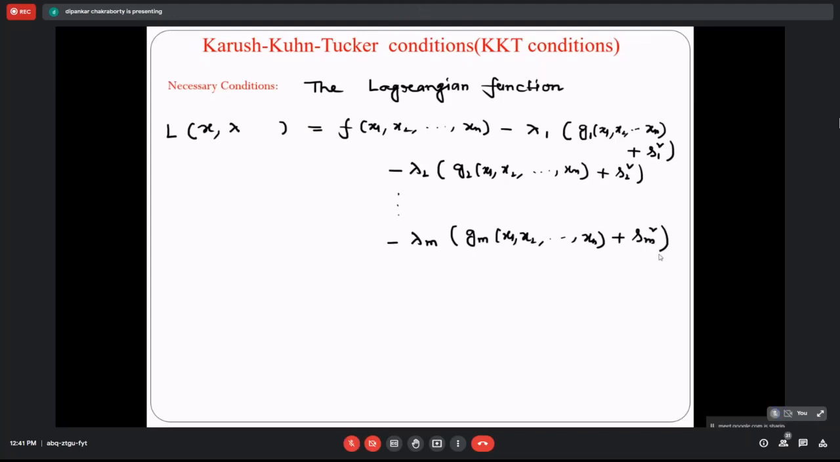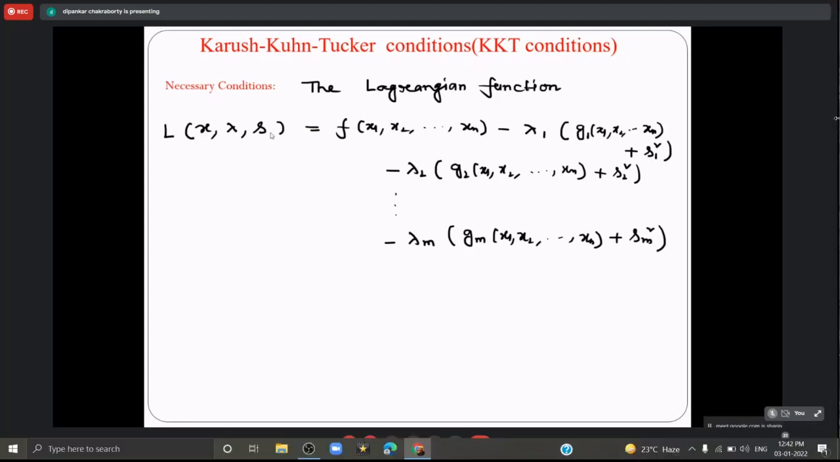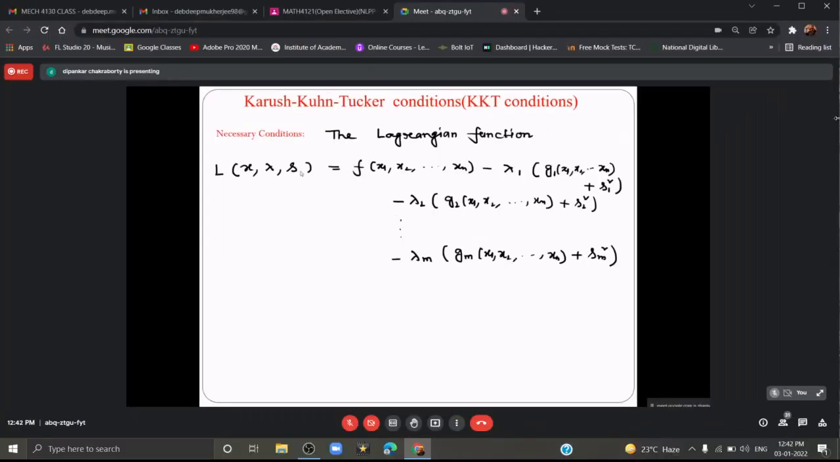Okay. Now, one thing you should remember, that in the Lagrangian function of the equality type constant, we have only two types of variable. One is x and one is lambda. This time we have another variable which is s. So this time the Lagrangian function is depending on three types of variable. One is x. X means basically x1, x2, xn. Lambda, and s, which basically means s1, s2 up to sm.